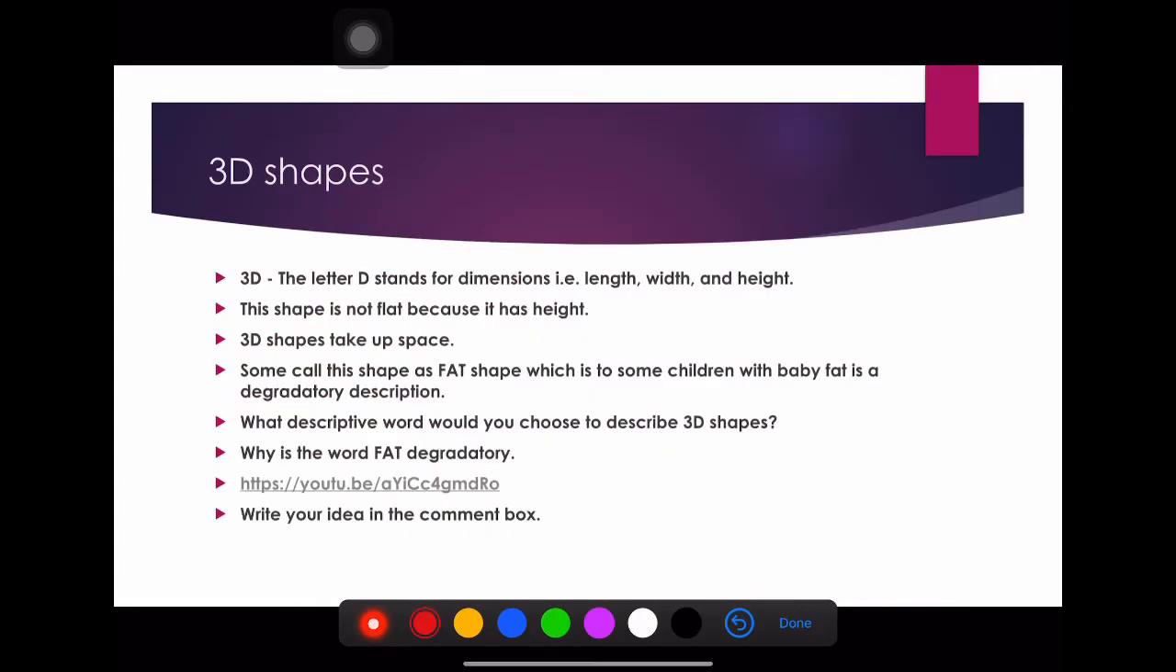Now 3D actually stands for 3 dimensions, and the dimensions are length, width and height. And because of the height, the shape is not flat like 2D. So the shape actually takes up space. In some books they call it a fat shape.